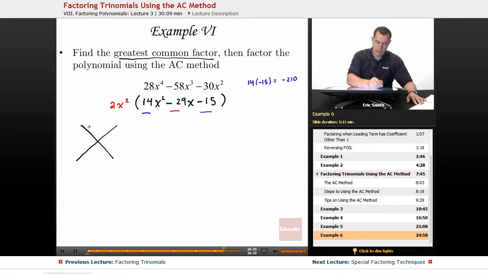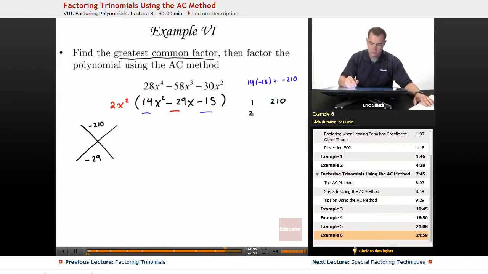Okay, so I have negative 210. Must add to be a negative 29. Alright, we want to make this easy on ourselves, or at least as easy as possible. So I'm writing down possibilities that will multiply to be 210. So 1, 210, 2, 105, 3 and 70, 5 and 42, 6 and 35, 7 and 30, 10 and 21, 14 and 15.